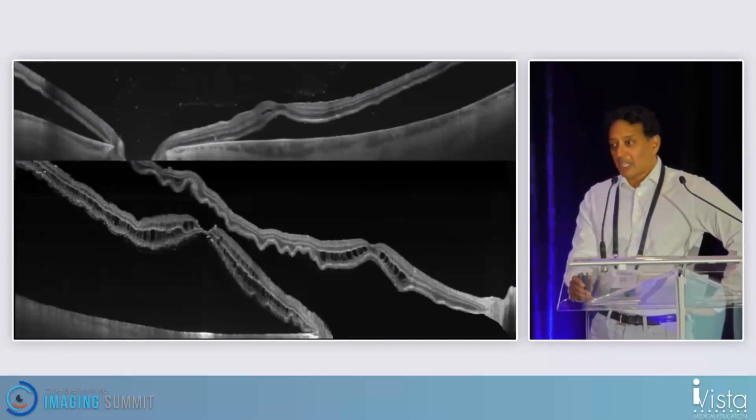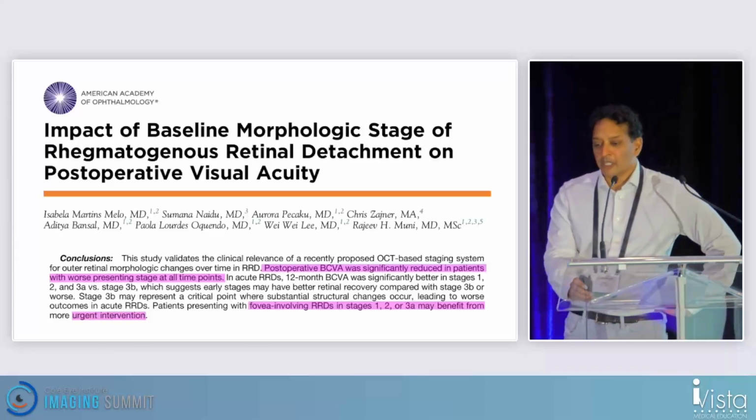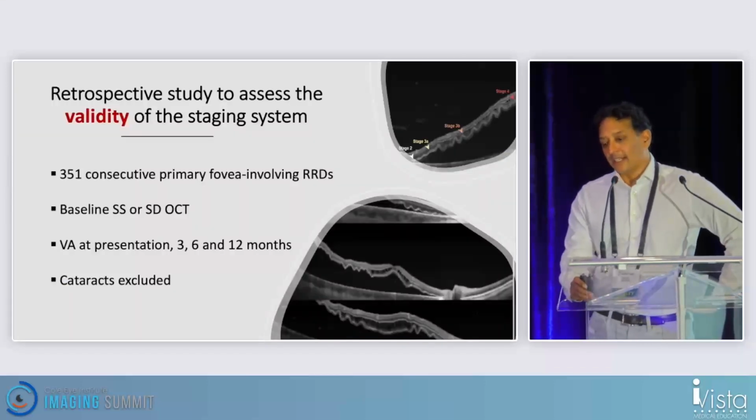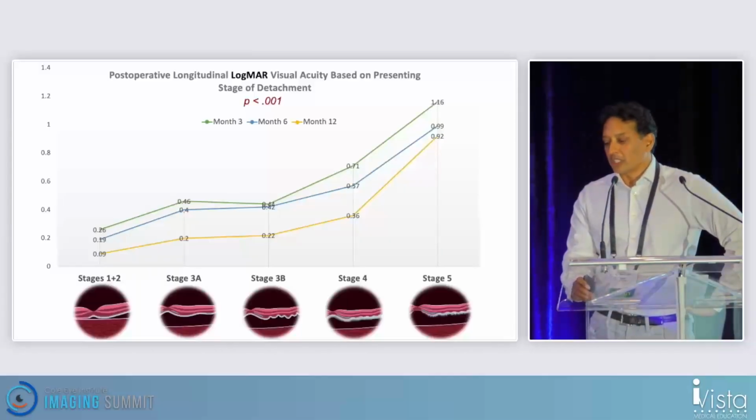These are 3 patients who all presented to me who said that their retina was detached for 1 day, but clearly we can see that the one on the top is probably the most urgent to fix, and then the one in the middle, and then the one at the bottom. So we wanted to look at the impact of morphological stage on visual acuity. And here you can see the 12-month visual acuity nicely correlates with the stage of presentation.